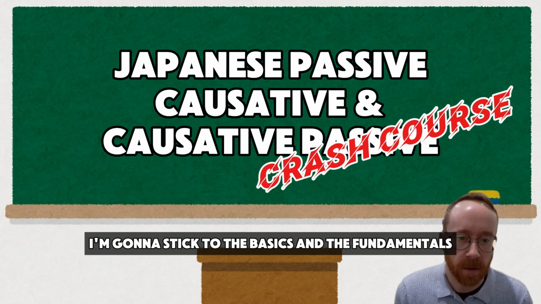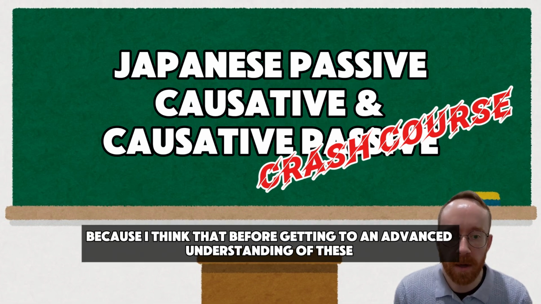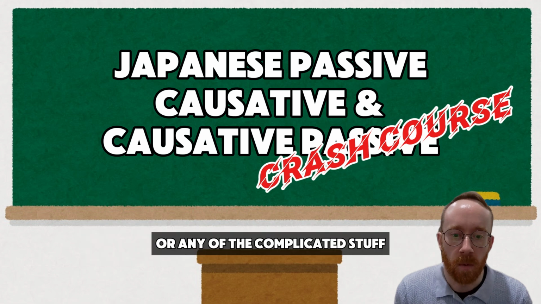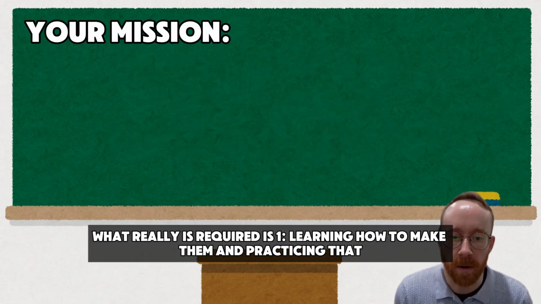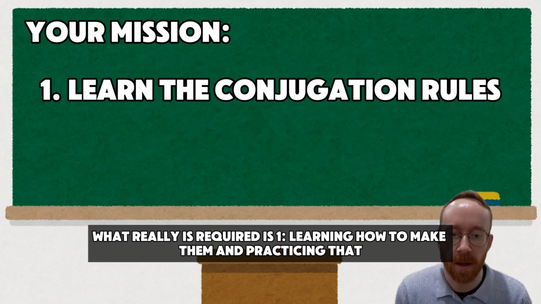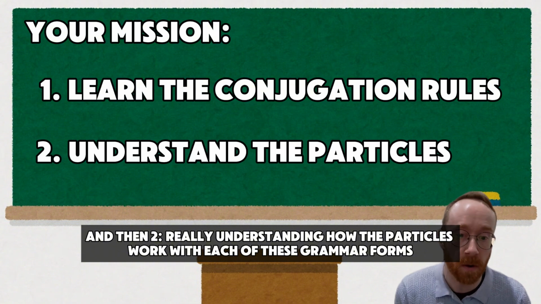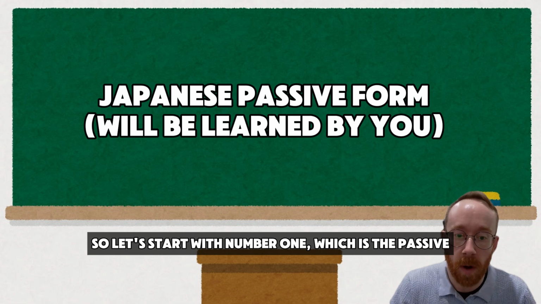I'm going to stick to the basics and the fundamentals, because I think that before getting to an advanced understanding of these, or any of the complicated stuff, what really is required is 1, learning how to make them and practicing that, and then 2, really understanding how the particles work with each of these grammar forms. So let's start with number 1, which is the passive.